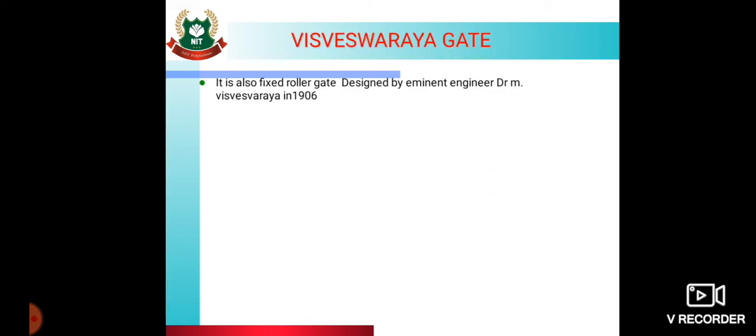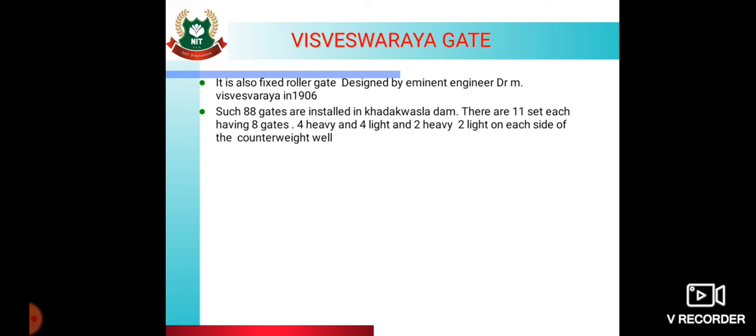Then Visvesvaraya gate. It is also a fixed roller gate designed by eminent engineer Dr. M. Visvesvaraya in 1906. Such 88 gates are installed in Khadakwasla Dam in Pune. There are 11 sets, each having 8 gates: 4 heavy and 4 light, that is, 2 heavy and 2 light on each side of the counterweight well. They are connected to each other by a system of pulleys and chains.